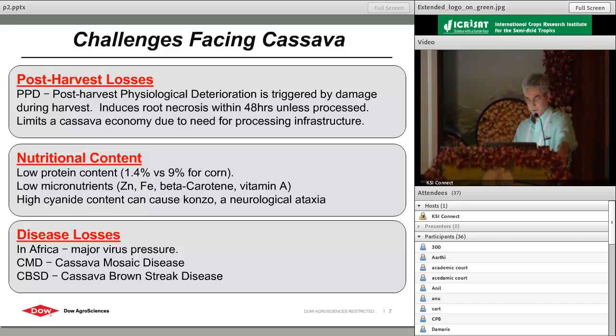Another area is nutritional content. It's pretty low level of protein and micronutrients in the cassava root. And so there's been a lot of research trying to breed for improved nutritional content. The area that's most relevant for what I'm going to talk about is disease losses. And there are 2 major viral diseases that are key to understanding cassava constraints in sub-Saharan Africa. One is CMD, cassava mosaic disease, and one is CBSD, brown streak disease.